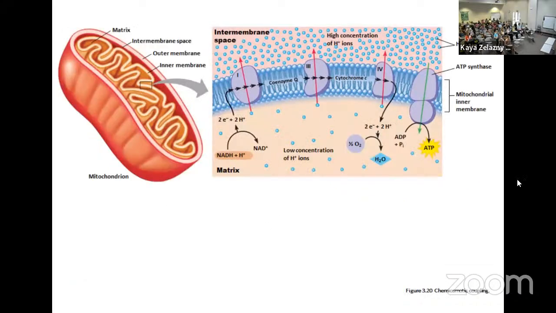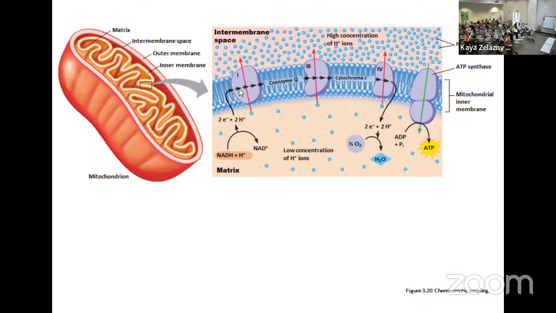So you can see that happen here, and better drawings than mine. Okay, so what we're looking at, we're zoomed in here on that inner membrane, right? So we're inside a mitochondrion. Here on the bottom, this is where our mitochondrial matrix is. Up top here is our intermembrane space.